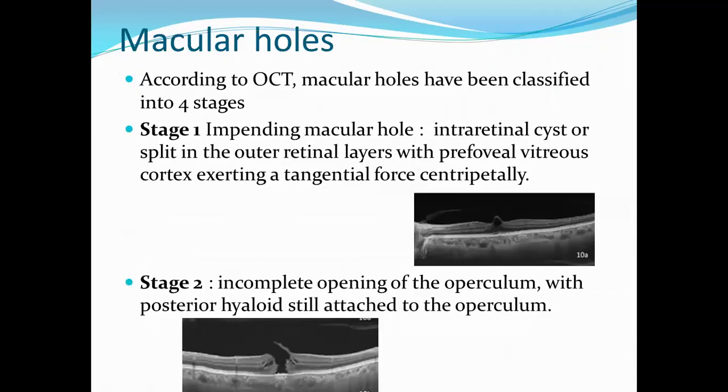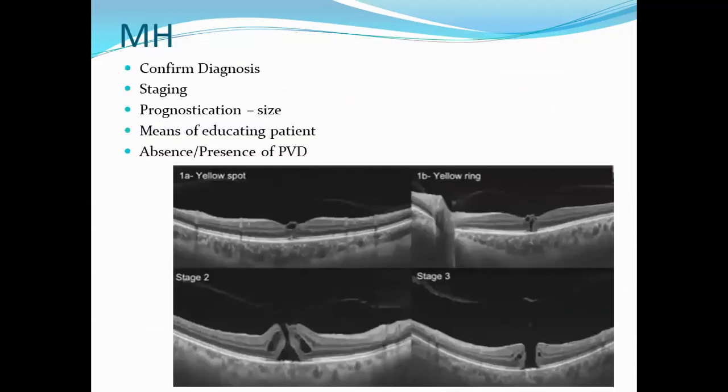Then coming on to macular holes. OCT has helped in staging of the macular holes. According to OCT, macular holes have been classified into 4 stages. So these are the 4 stages. The first is stage 1A, which is sort of an impending macular hole. On clinical examination, it appears as a yellow spot.